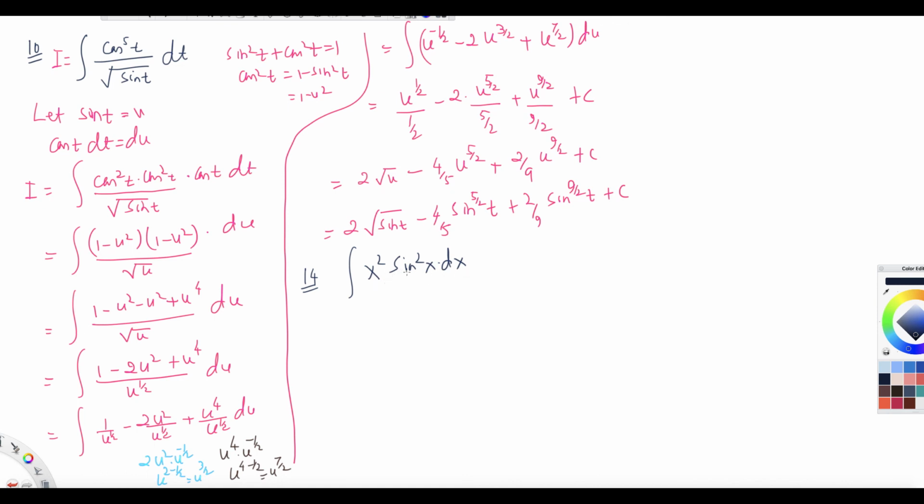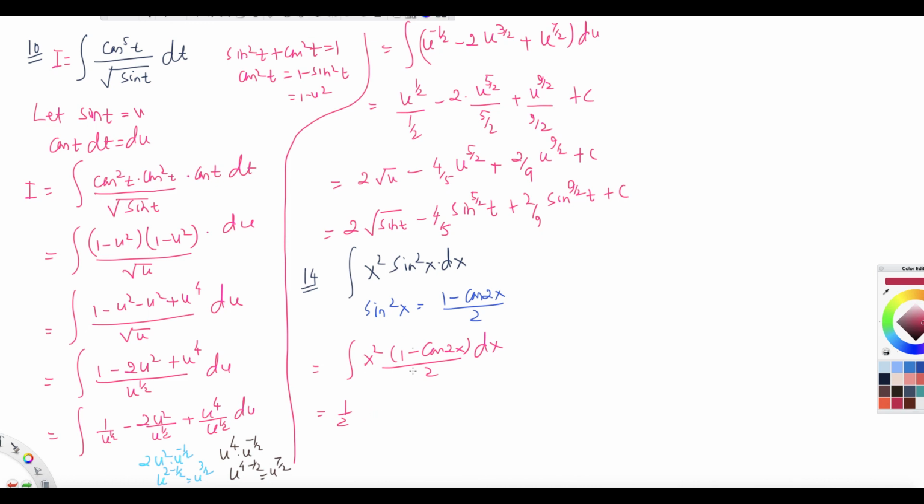So what you need to do is change sine squared x by using the multiple angle formula. What is that multiple angle formula? You know that sine squared x equals 1 minus cosine of 2x over 2. That is the formula for that. Let me use that formula. This equals the integral of x squared times 1 minus cosine of 2x over 2, dx. Let me write down 1/2 outside, and then I don't need the bracket there.